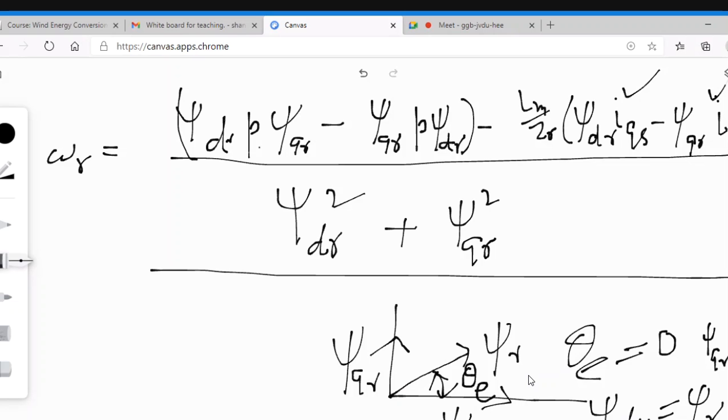Okay, so now let's draw the block diagram. In the input, what are the input variables you are having? You have IDS, IQS. You don't have IDR, IQR. Why? Because IDR and IQR are the two rotor currents actually, the D axis and the Q axis rotor current.